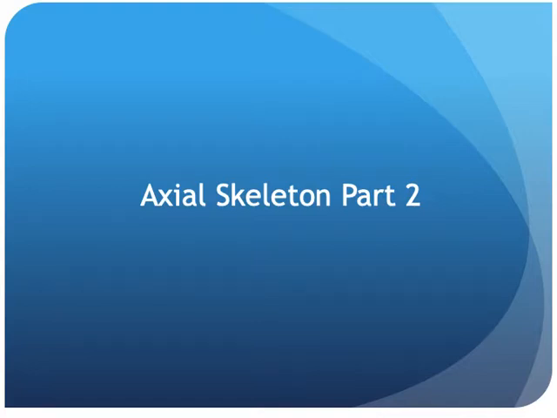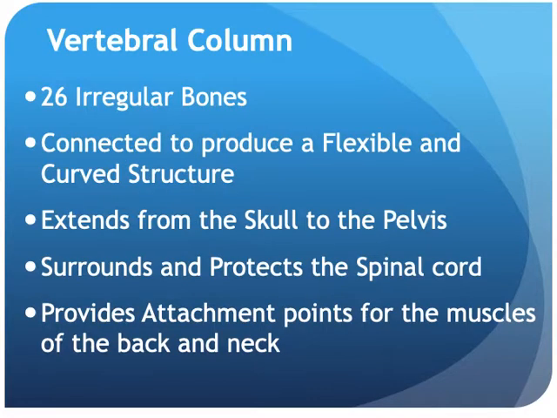Audio lectures. So we're still on the axial skeleton. In the first part we looked at the skull, and in this part we're going to look at the spine and the ribs, and then we'll move on to the appendicular skeleton and the arms and the legs. So in this section we're talking about the spine, or the vertebral column.